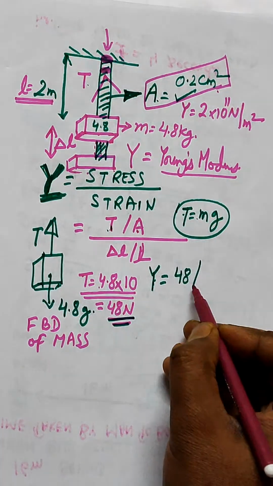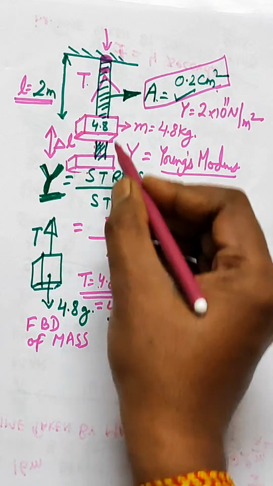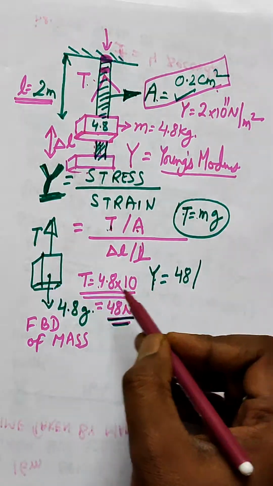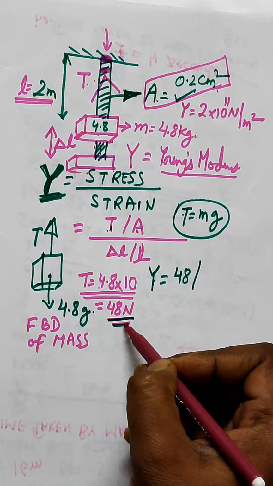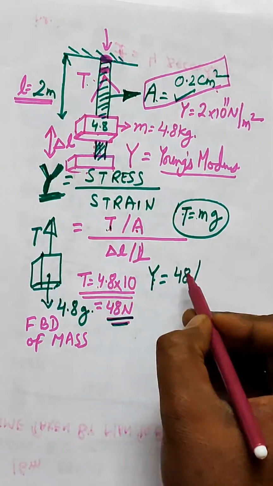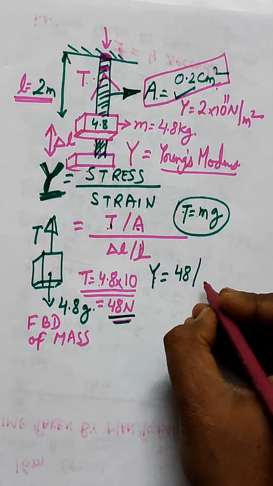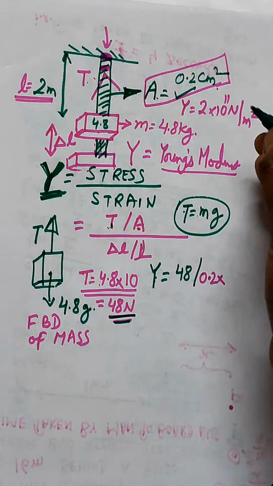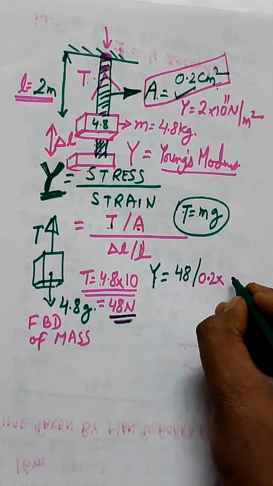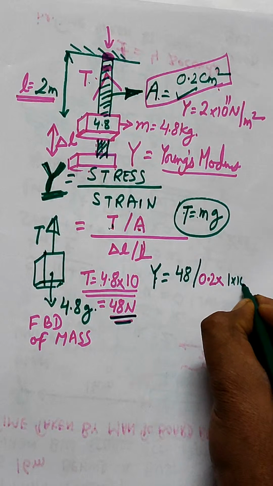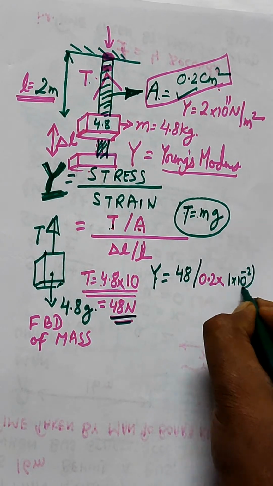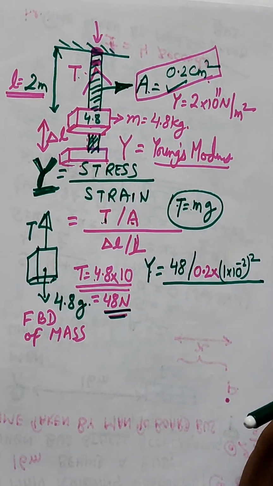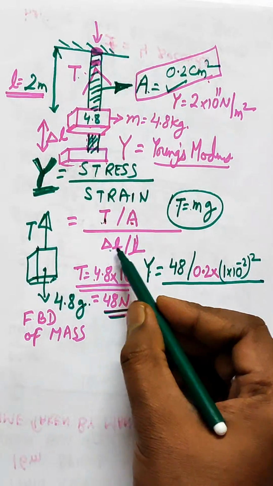So Y equal to stress by strain, and stress is T. After drawing the free body diagram of the mass, we have calculated the value of T as 4.8 into 10, that is 48 Newton. So put up the value. In place of T, 48. In place of A, 0.2 centimeter square. So 0.2 into centimeter, just convert it into meter. This is 1 into 10 power minus 2 meter, and this will be squared. So this will be in the numerator, and in the denominator we have delta L by L.